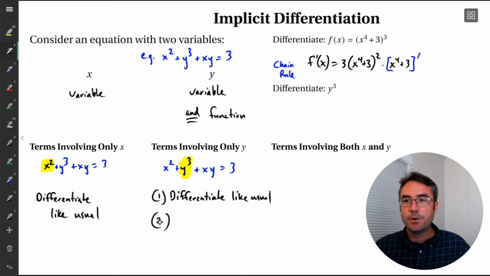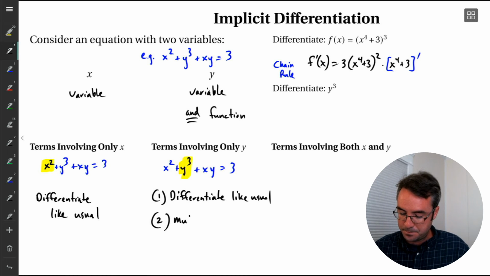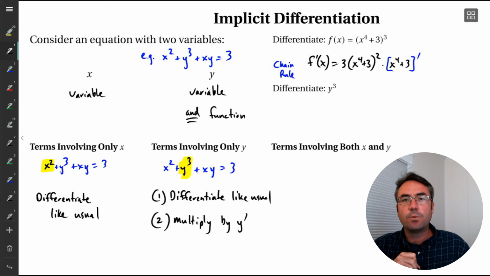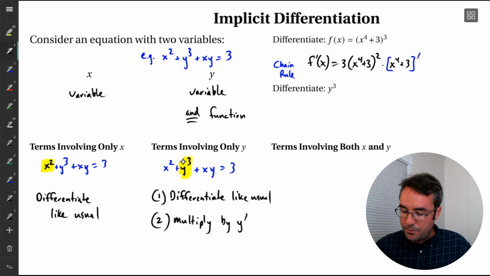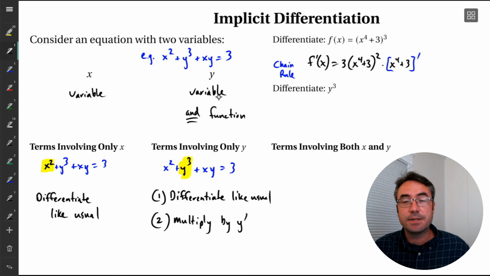And then, once we've done that, we're going to multiply the result by y prime. So why are we doing that? Well, we're viewing y as two things. We're viewing it as a variable, so that's why we're going to differentiate it like usual. But then we're also viewing y as a function of x, so chain rule is actually going to apply. We want to multiply by y prime. That's the second part, because really we're viewing y here as a function of x. So we're going to use chain rule. We're treating it as a function, so we have to do this additional step.